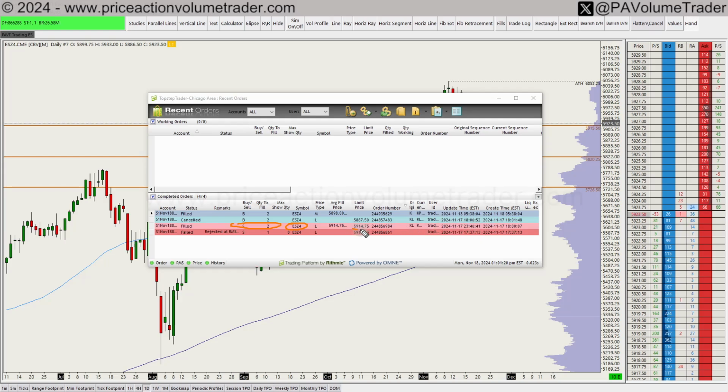at 59.1475, which is right below the daily level that I was talking about. And you can see I placed this trade literally as soon as the market opened at 6 p.m. Eastern, and it didn't execute until 11:46 p.m. So it took almost 6 hours for this trade to execute.